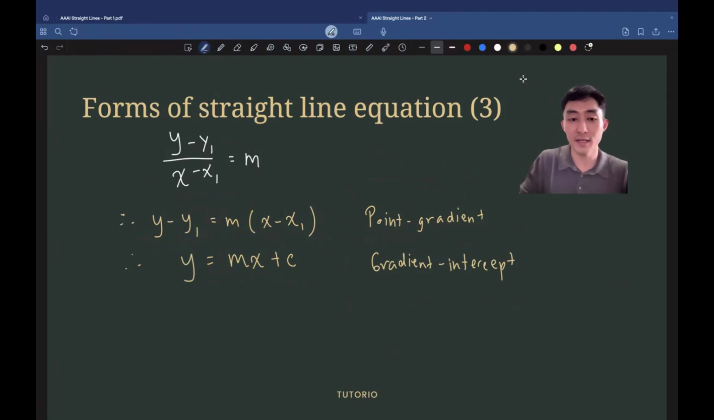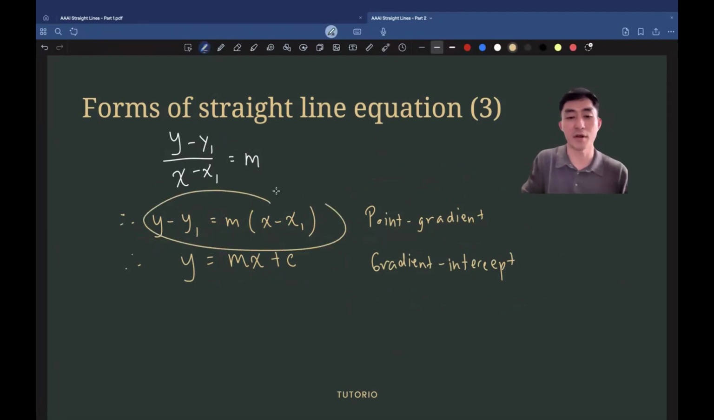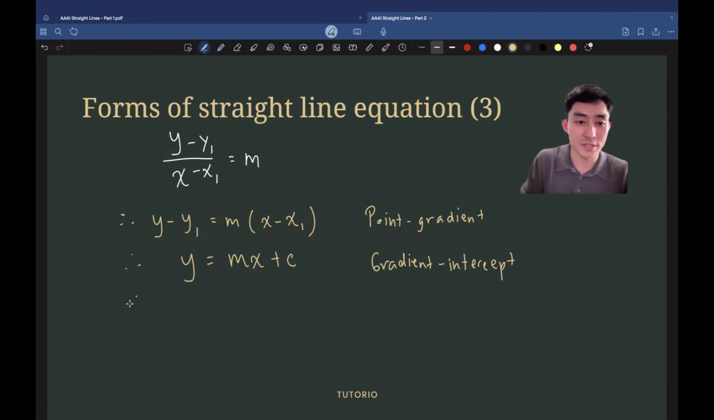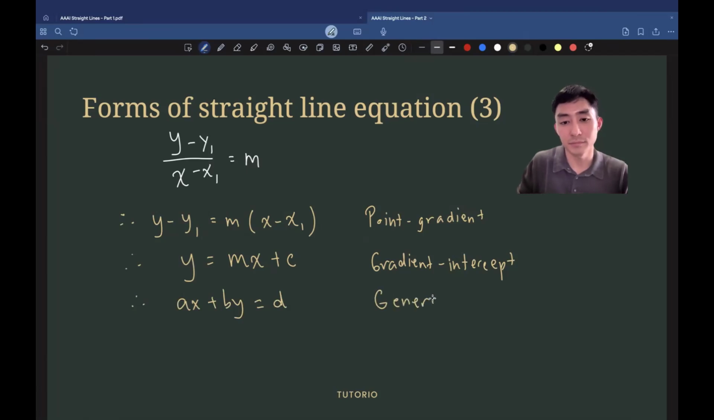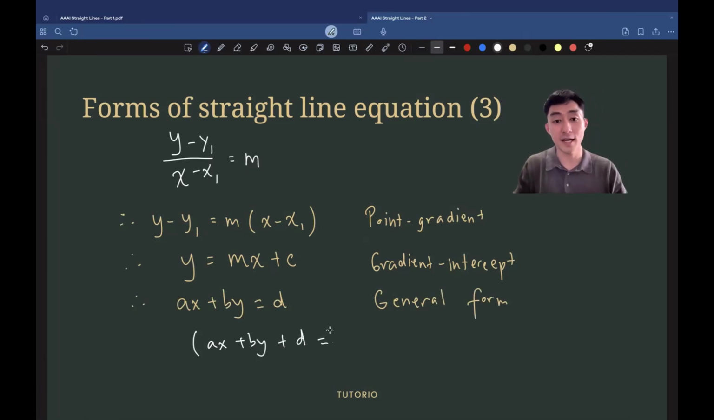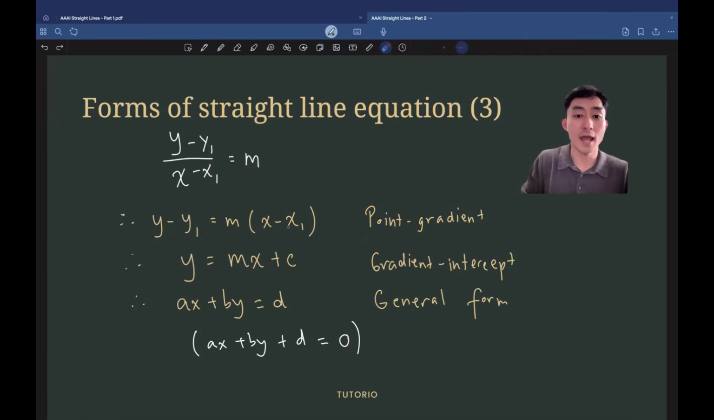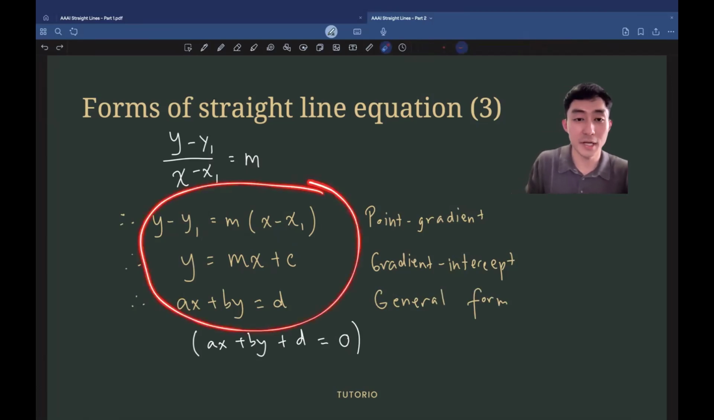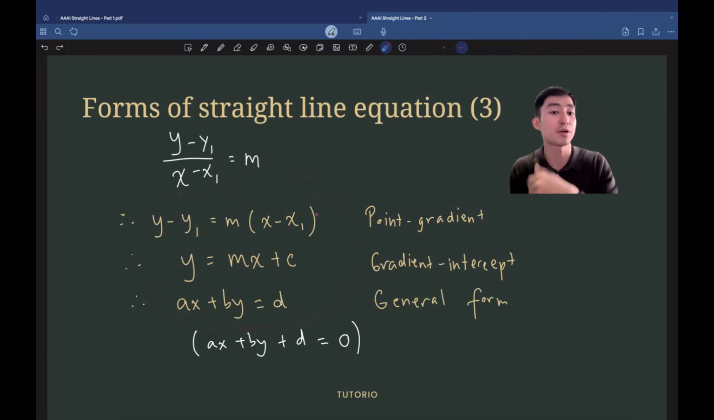All right, another thing is that from this arrangement, you can rearrange into this form, ax plus by equals d, and this is called general form. Sometimes in the exam, you can be asked for this form. So basically, you are putting everything on the left-hand side and equating that to 0. And don't worry, you will be able to do these three when I show the practice questions next.